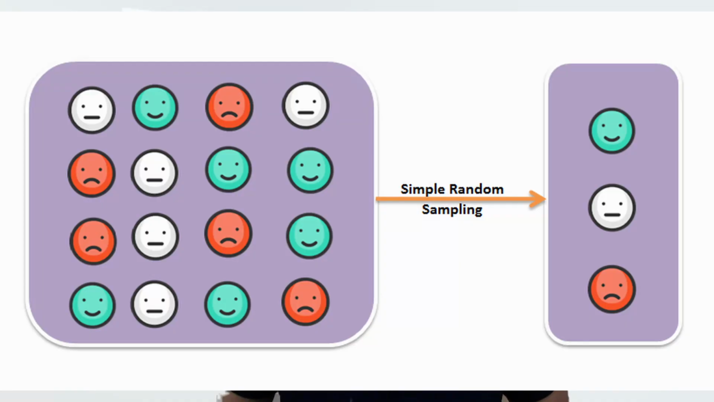So first, simple random sampling. In this, all members have the same chance of being selected. The random method provides an unbiased cross-section of the population. For example, we wish to draw a sample of 50 students from a population of 400 students.